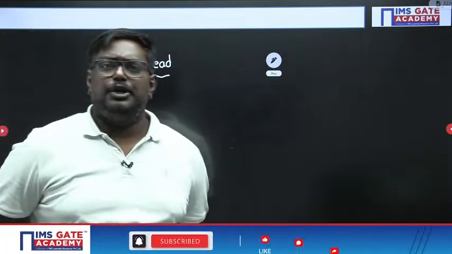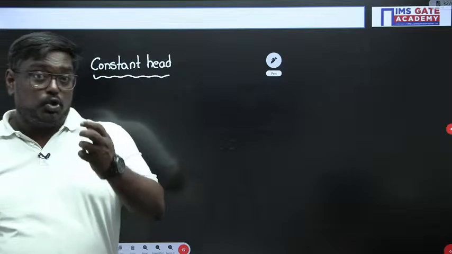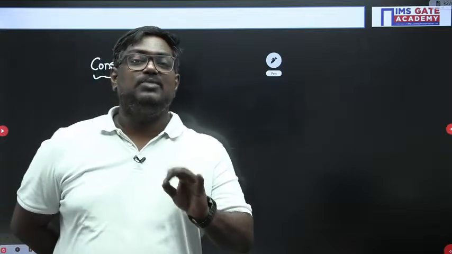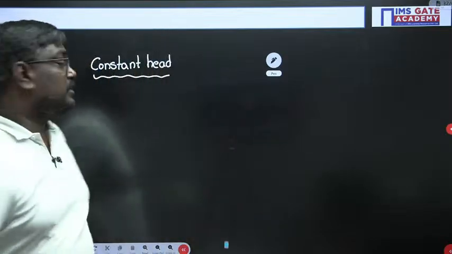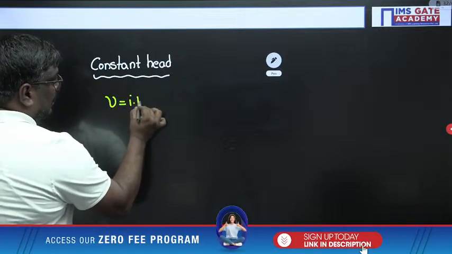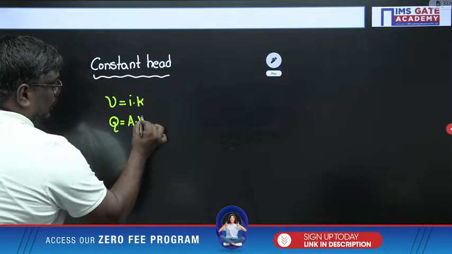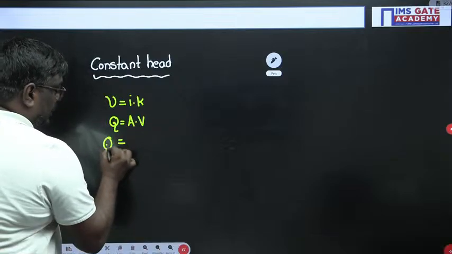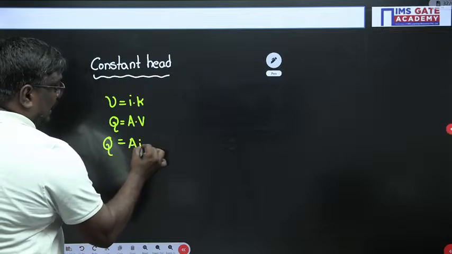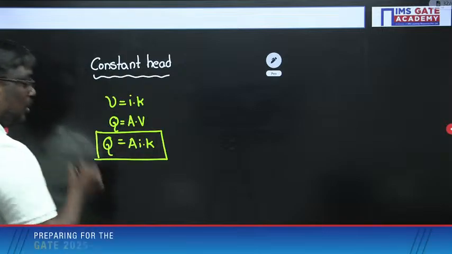So actually, to maintain the head constant in fine-grained soils is very tough, let me tell you, my dear students. To maintain the head constant is possible in coarse-grained soils. You already know that velocity is equal to i into k. Now according to the continuity equation, discharge is equal to area into velocity, so Q is equal to A i k. And this is the formula used for the constant head test.